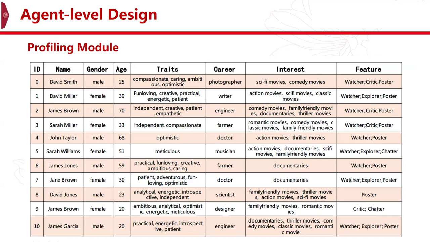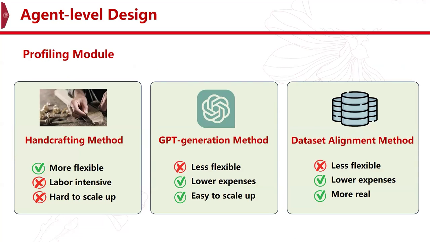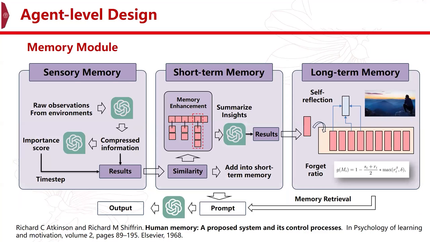Here is an example of the profile module. The users can indicate the name, gender, age, trait, career, interest, and features of the agent. And in this simulator, one can use different methods to initialize the profile of the agent. For example, when the number of agents is not large, you can just handcraft the profiles. This method is very flexible, but it is labor intensive. When there are a lot of agents, one can use GPT to generate the profiles. Of course, one can also use the user profiles in real world data sets to profile the agents.